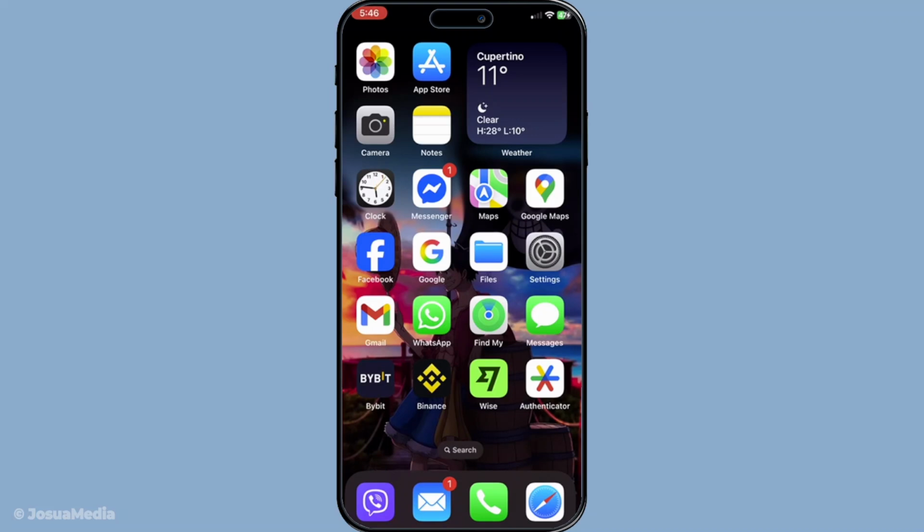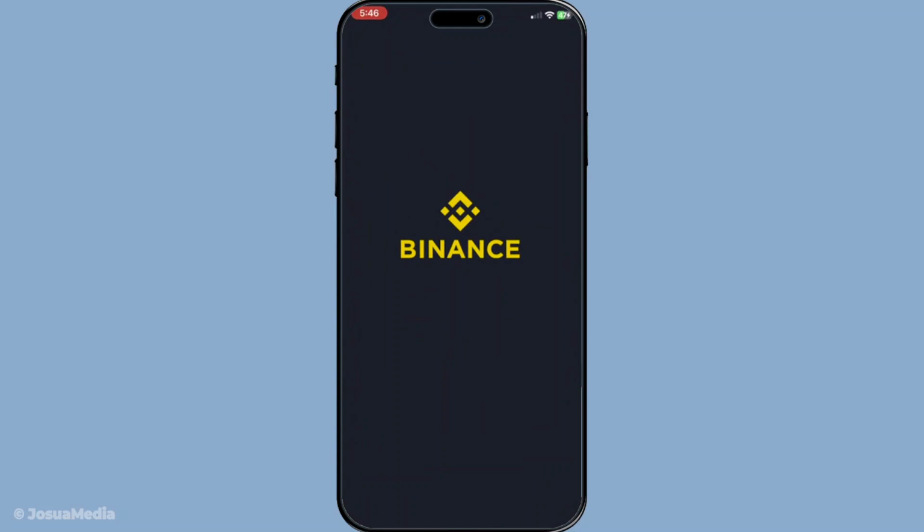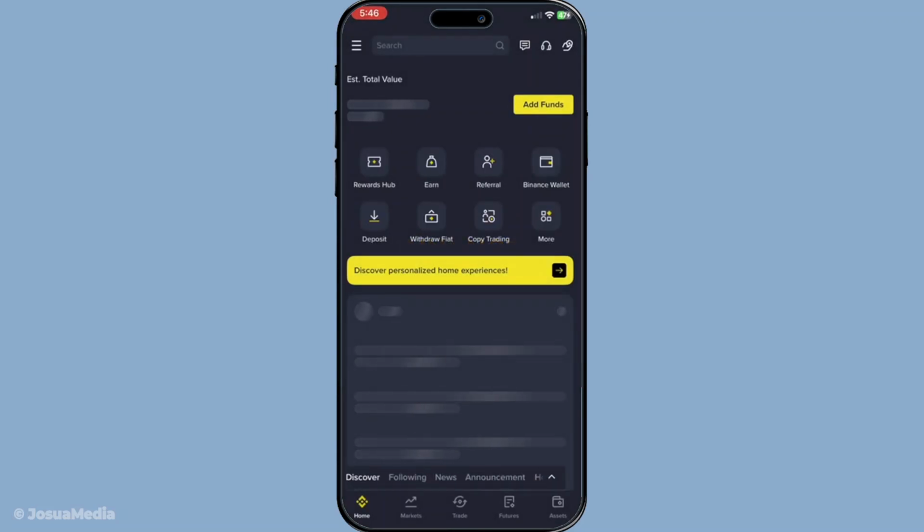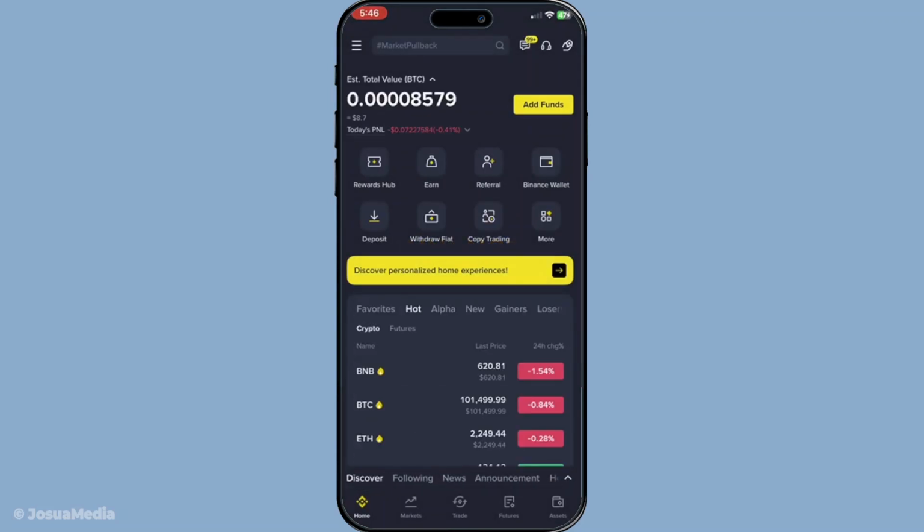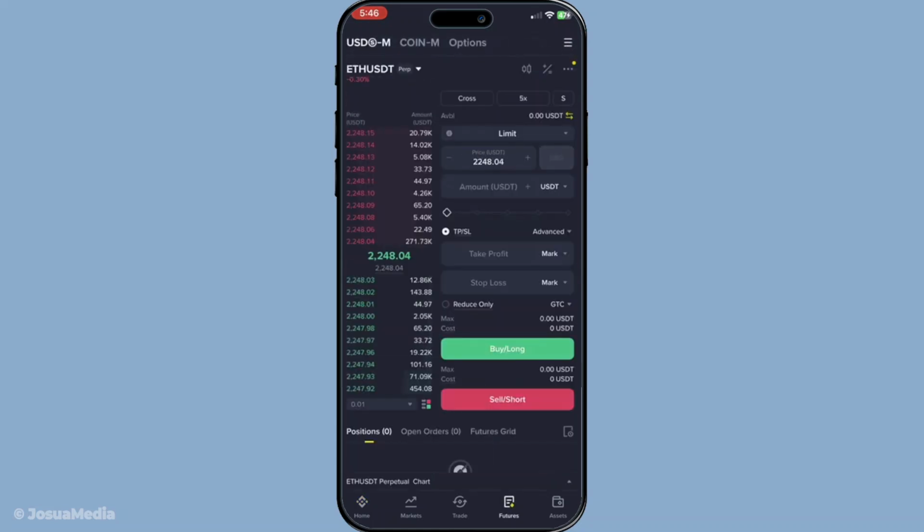Let's dive in. First, begin by opening the Binance app on your device. Navigate to either the futures or spot trading section, depending on your preference. Both options have their merits, but for scalping, it's important to consider the one that best aligns with your trading goals and experience.